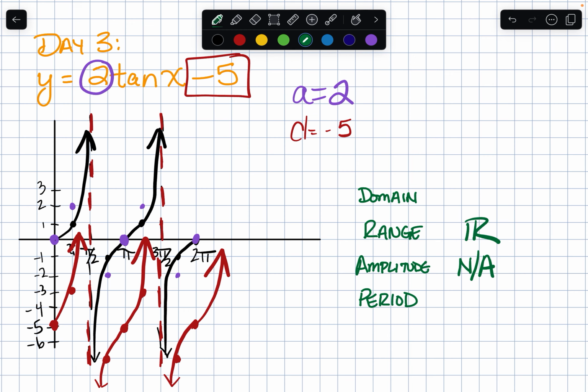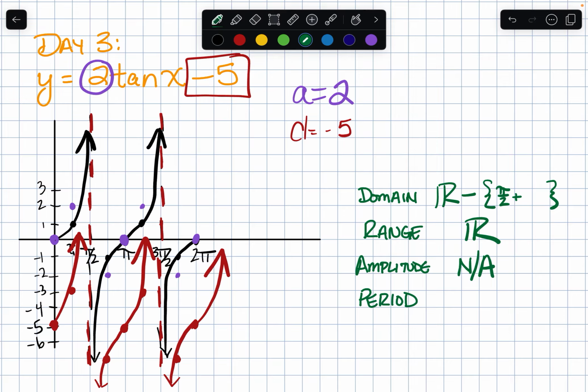Range is probably the easiest. Range ends up being all real numbers. Any one of those red pieces, if you extended it the full way, and that middle piece especially, shows you all real numbers. If you think back to domain, this is all real numbers except for where the asymptotes are. You have to think back to what we talked about with asymptotes from the other chapter. The first asymptote is at pi over 2.